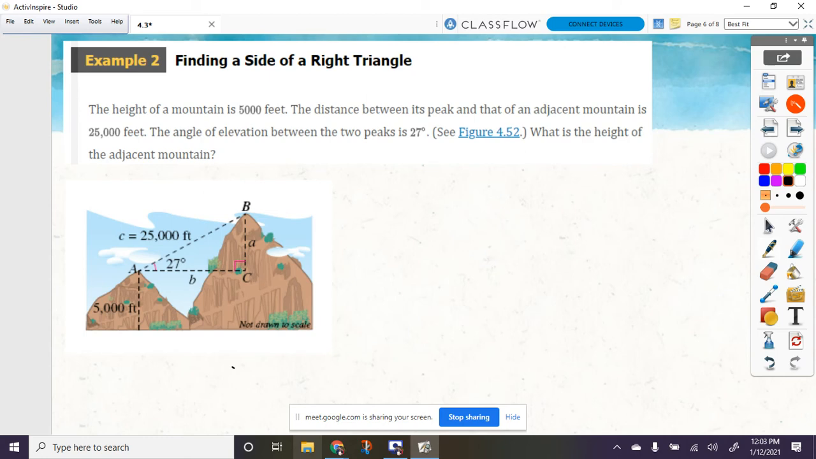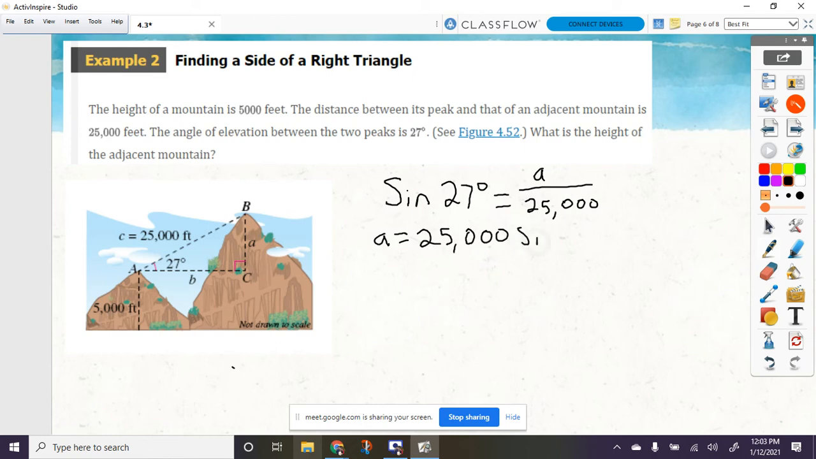So we would want to set it up. Sine of what? 27 degrees is equal to A over 25,000. So what do we do to solve for A? We multiply by 25,000. Plug all of that into our calculator. What do we get that A is? 11,349.7.